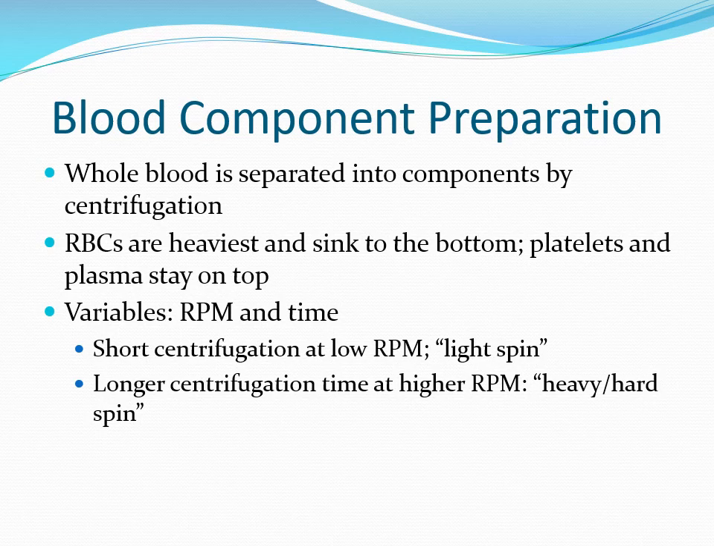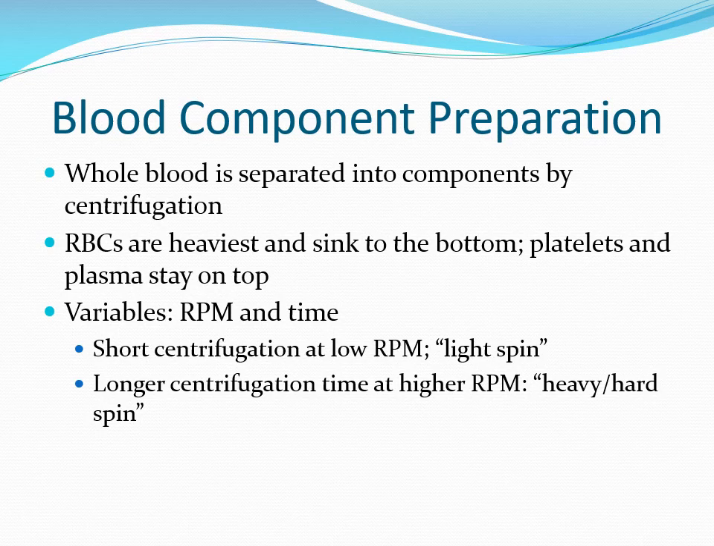So when we're talking about processing these blood components, it does not simply go from you into someone else. Whole blood is separated into components by centrifugation. Very similar to the centrifuges we're going to be using in class, but on a much larger scale with bigger bags of blood. So the RBCs are the densest and sink to the bottom. The platelets and the plasma stay on top. We have a couple different variables that go into our component processing, such as the RPM of the centrifuge and how long we're spinning it.